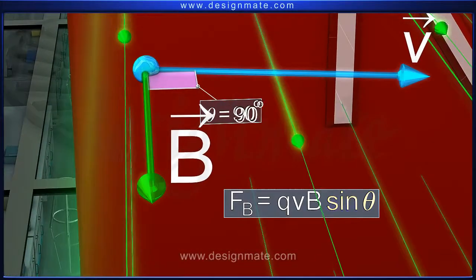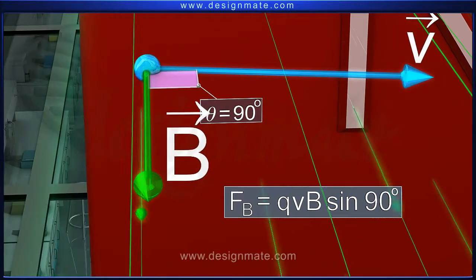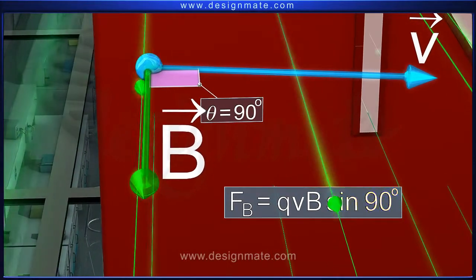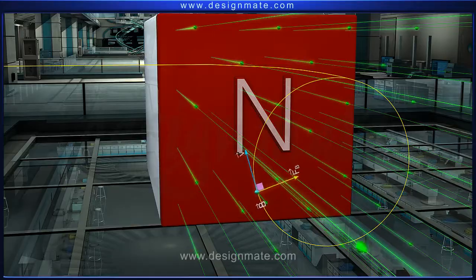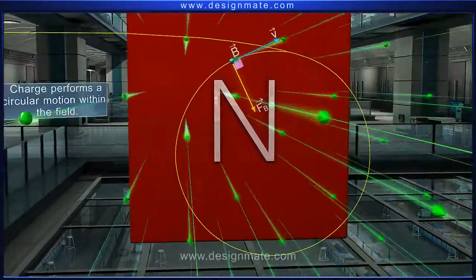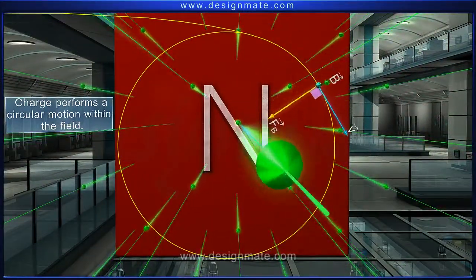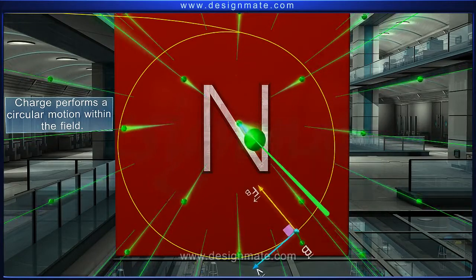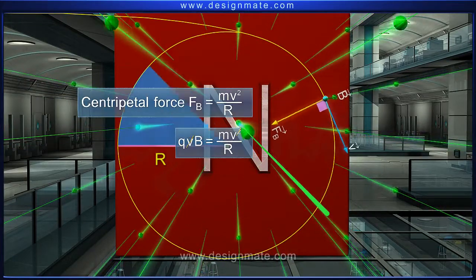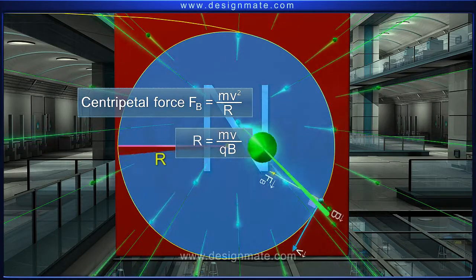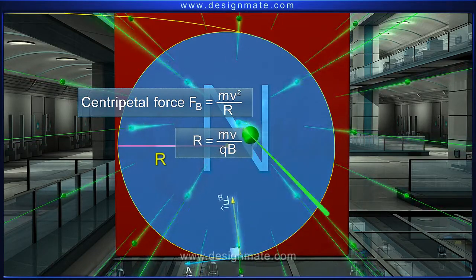In the case of theta equals 90 degrees, the magnetic force is the maximum. Under the influence of this force, the charge performs a circular motion within the magnetic field. The radius of the circular orbit is given by r equals m times v by q times b.